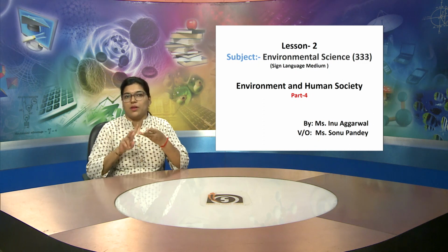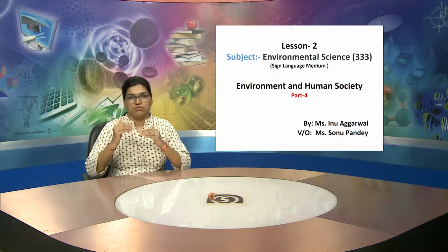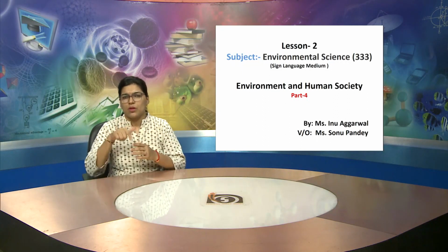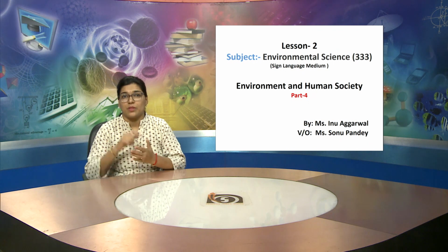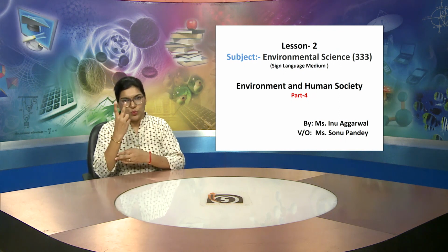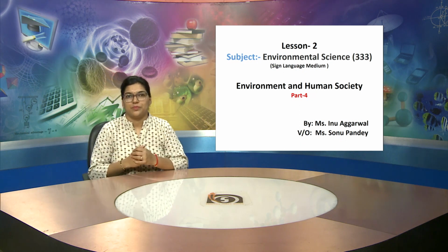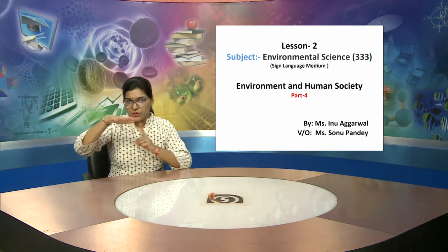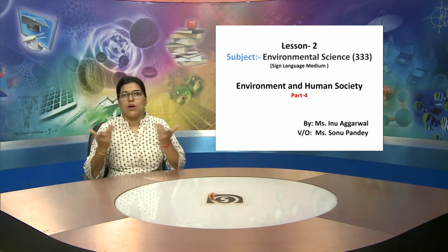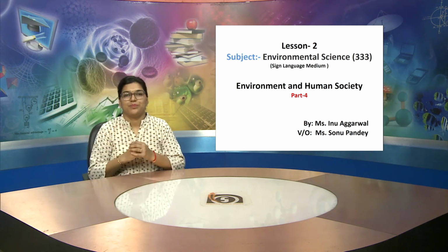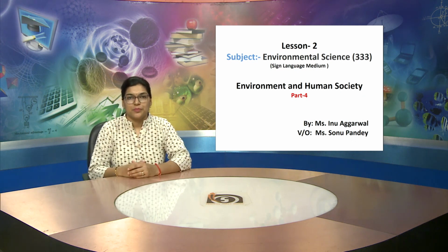We are going to do the subject Environmental Science. This is for senior secondary level, and the code number for this subject is 333. We are going to do lesson number 2. You can see the name of the lesson on the screen. The name of the lesson is Environment and Human Society. We are doing video part 4.